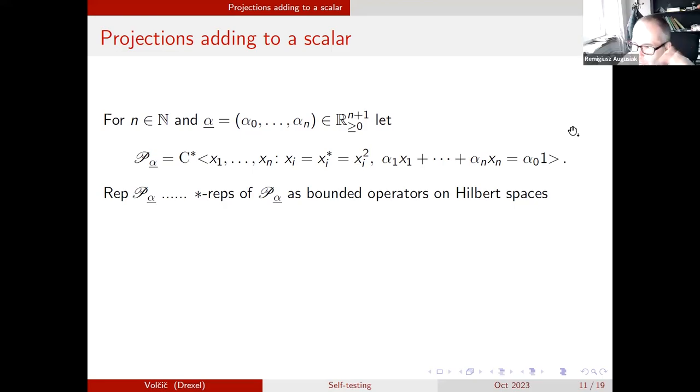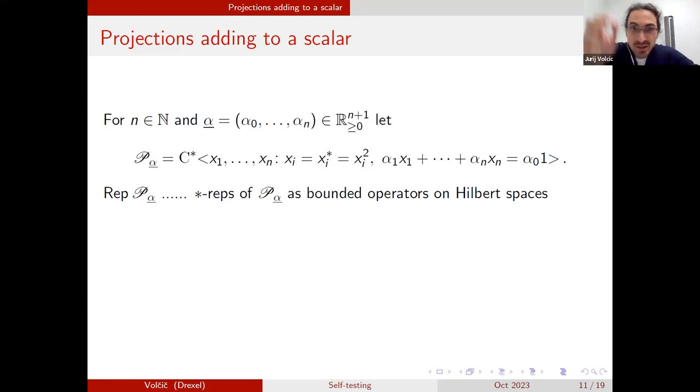Can I have a question here? Yes. Why do you assume that these X's are projections? Because this is unclear. I see the assumption here: xi equals xi squared. Right, I want to say that they are projections, so they square to themselves and they are self-adjoint. But we don't assume that they are orthogonal. Yeah, these are most likely not going to be orthogonal.